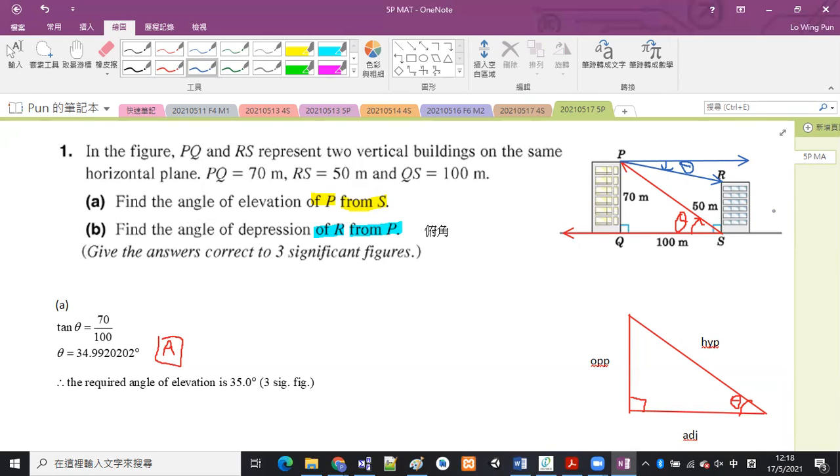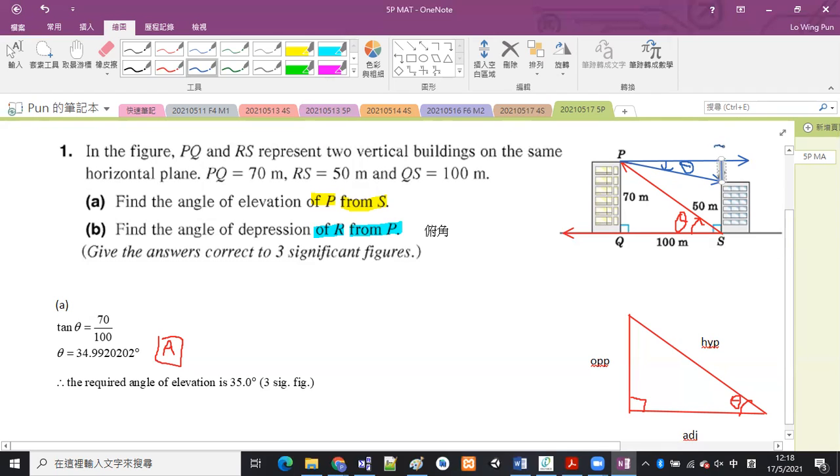And now we're going to find this theta, right? And we need a triangle to find theta. So we need to complete this triangle this time. And let us add a line from R going upwards to here. Can you draw a diagram?